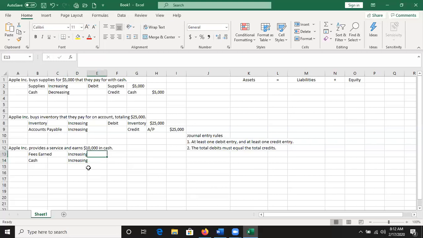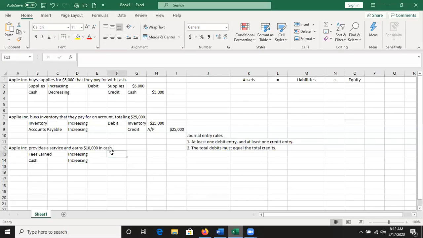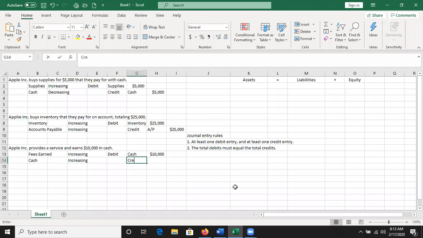So now let's look. Cash is increasing. Cash is an asset. Assets increase with the debit. So we're going to debit cash, 10,000. Revenues are increasing. Fees earned is a revenue. When revenues increase, look down here. Revenues increase. You credit it like a liability. Credit fees earned, $10,000.